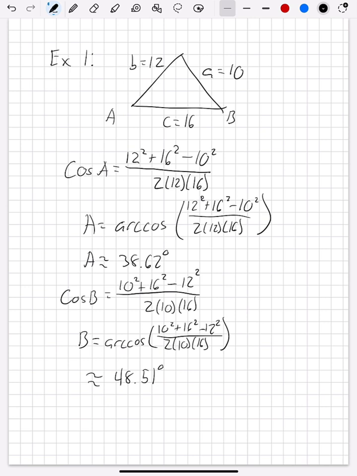So that is how you answer when trying to find the angles. Again, it's just a little bit more computationally extensive, but it's not bad. It's just a little bit more time consuming. So let's talk about one more situation.